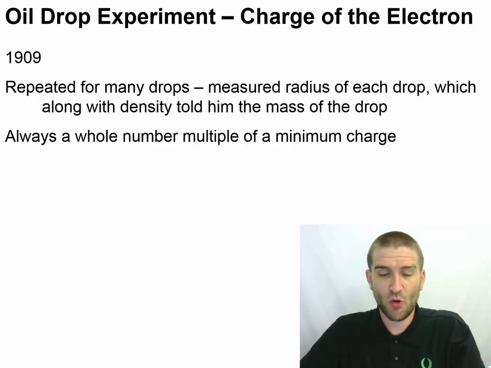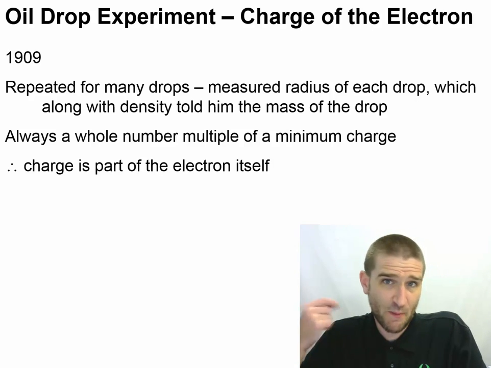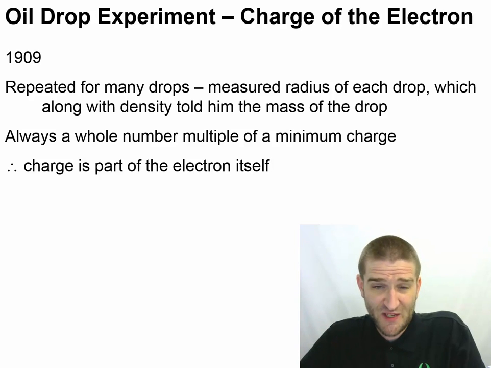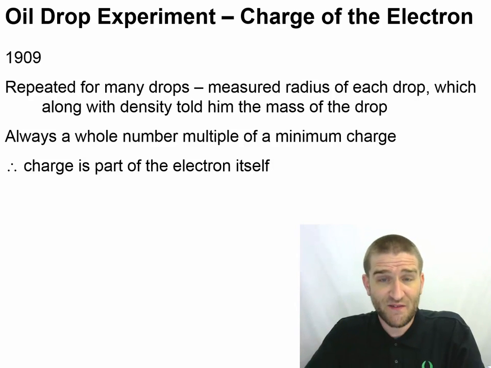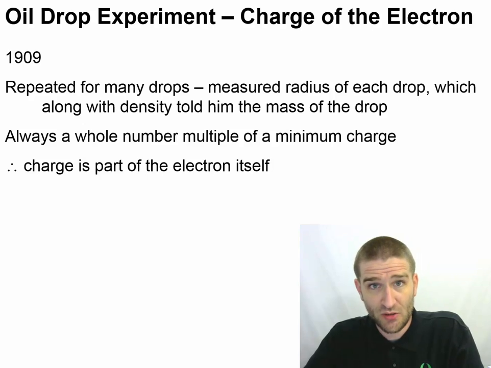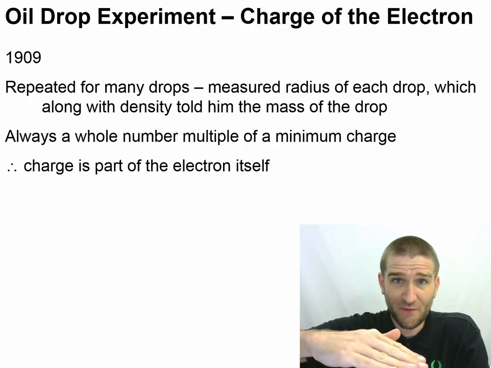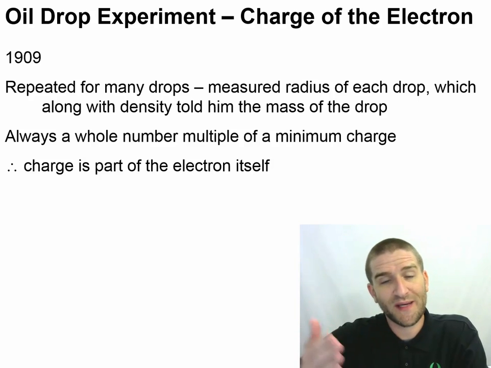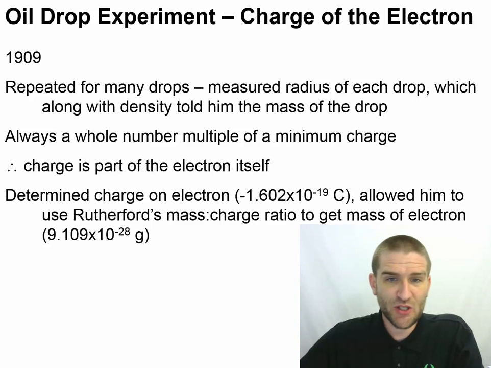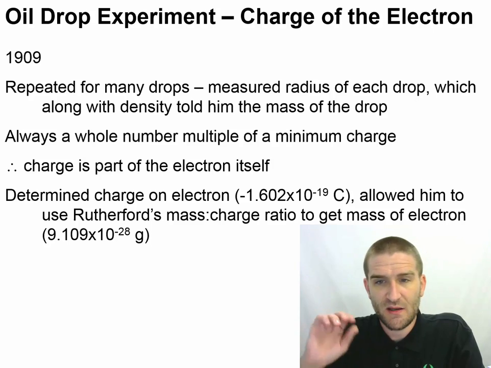And it always ends up being some whole number multiple of a minimum charge. Therefore, the charge has to be part of the electron itself. If I got 15 electrons on that drop, it's going to take 15 times higher charge to balance the force of gravity. If it's only 14, it's going to be an increment of 14 or 13 or 12, all the way down. From that, he's able to determine the charge of the electron to be, well, you see the value right there on the screen.